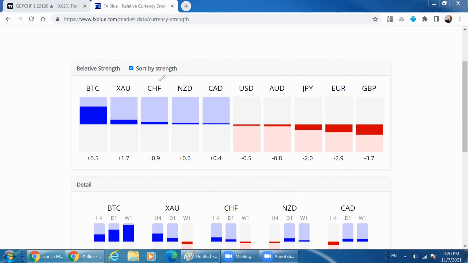Okay. What you want to see is the USD is usually in the middle, usually around neutral. It says here minus 0.5. Sometimes it's 0. Sometimes it's plus or minus 0.5. This is usually the mover. The USD is the mover of everything, right? To the left are the stronger currencies. To the right are the weaker ones. Okay. Real simple stuff.